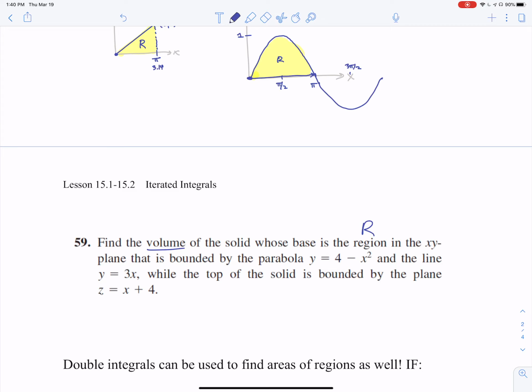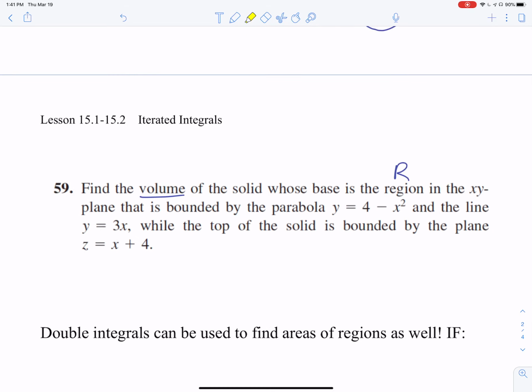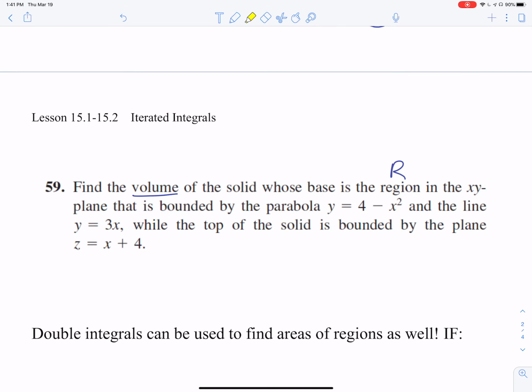So here's one bound, and the line y equals 3x, while the top of the solid is bounded by the plane z equals x plus 4. Let's dissect some of this information real quick. So we've been trying to distinguish between the region R on the xy plane and the surface, or the function f, that lives above the xy plane. So we have to dissect which of these equations and which of these boundaries are talking about which part. So when we talk about the region on the xy plane is bounded by this parabola and this line, all of this goes with R.